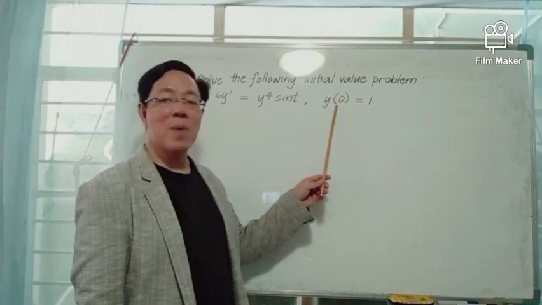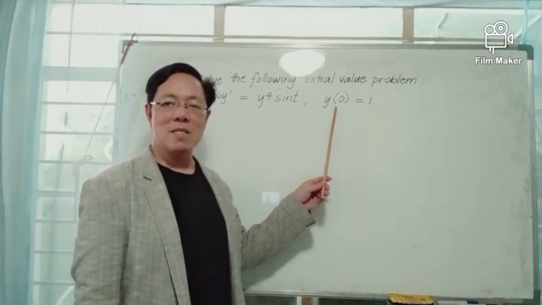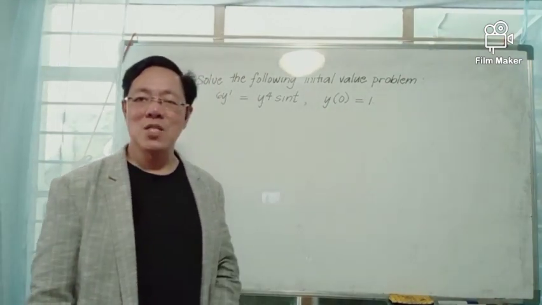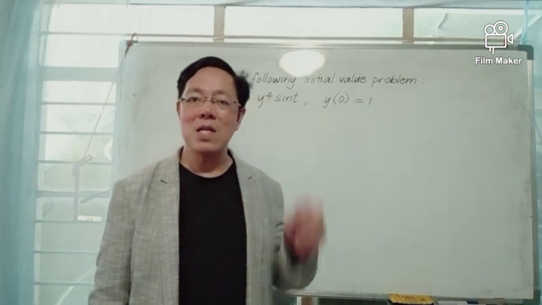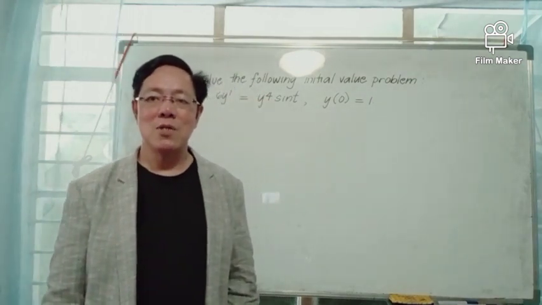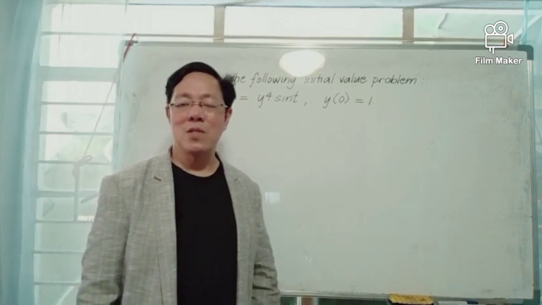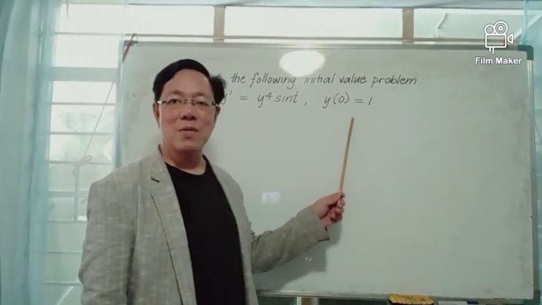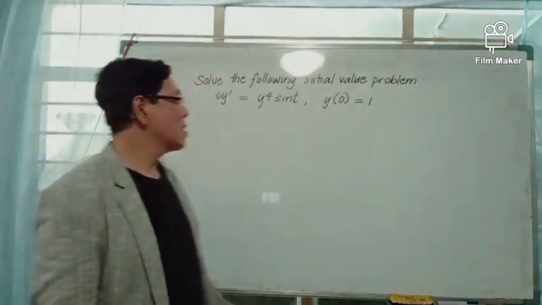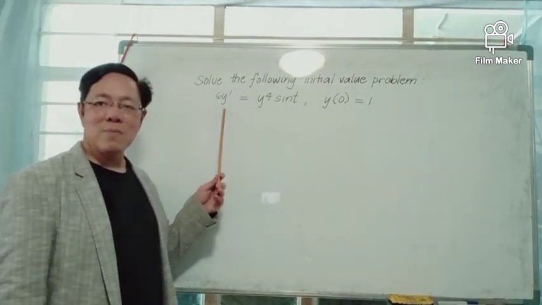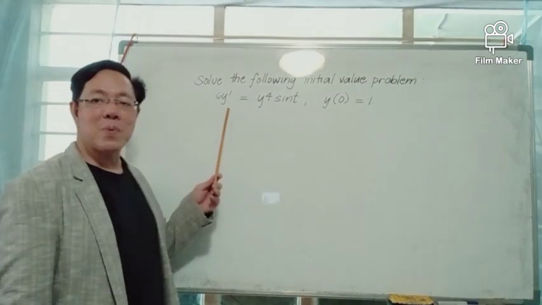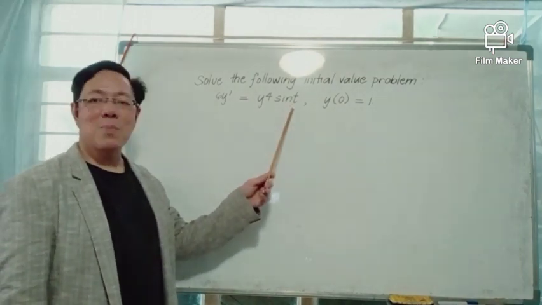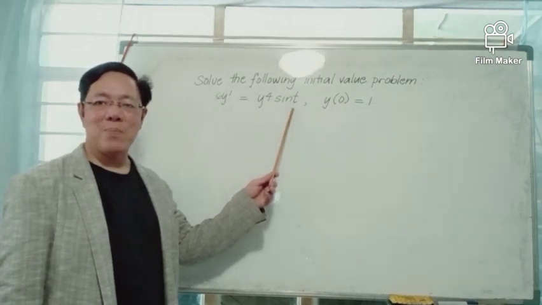This means that when the value of the independent variable t is 0, the value of y equals 1. And for these initial conditions, we have to find the particular solution from the general solution. Thus, the first step is still to find the general solution and then substitute the initial conditions to find the particular solution. In this given differential equation, we are given y prime, which means that y is the dependent variable and the other variable t is the independent variable.